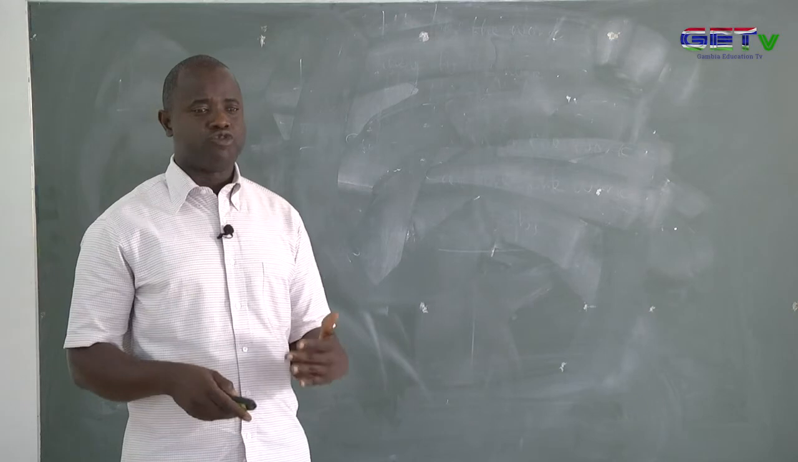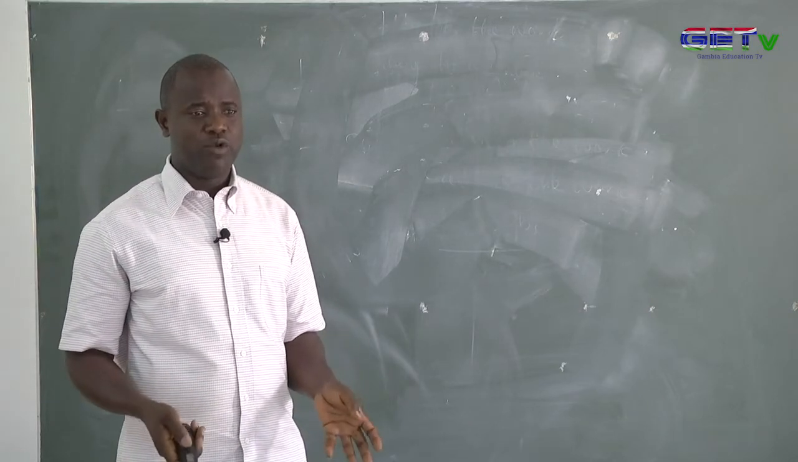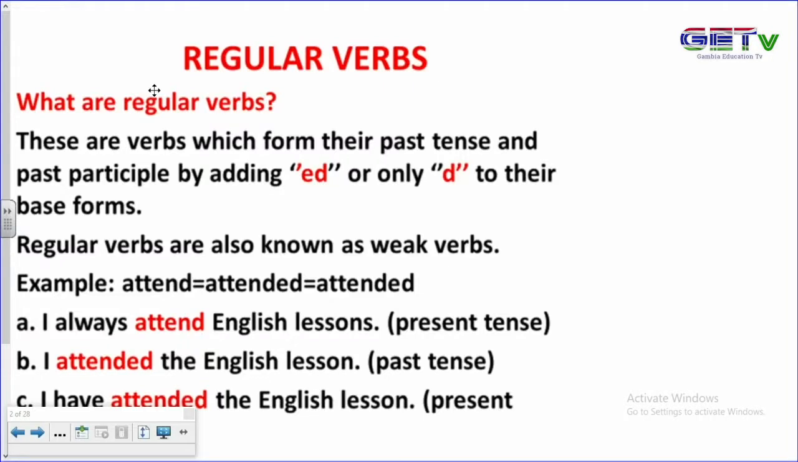So regular verbs are also known as weak verbs. Example: attend, attended, attended. Now we said these verbs form their past tense and past participle in the same way. Example A, I always attend English lessons. This example is in the present tense. B, I attended the English lesson. This example is in the past tense. And C, I have attended the English lessons. This example is in the present perfect tense.